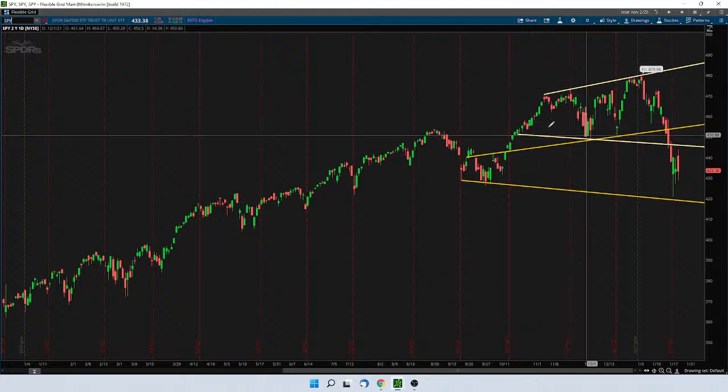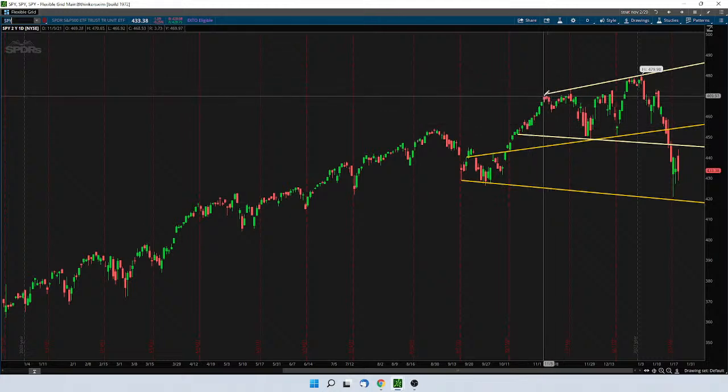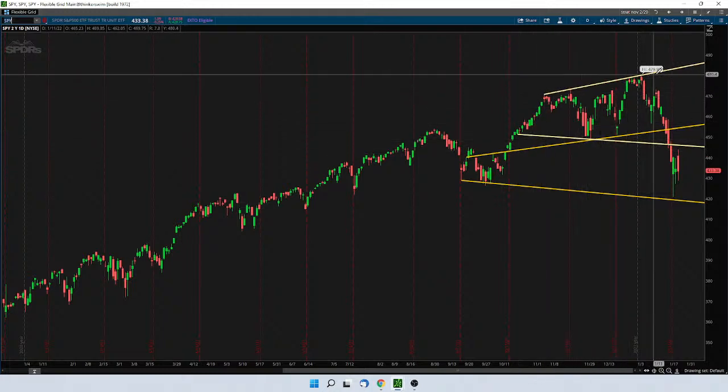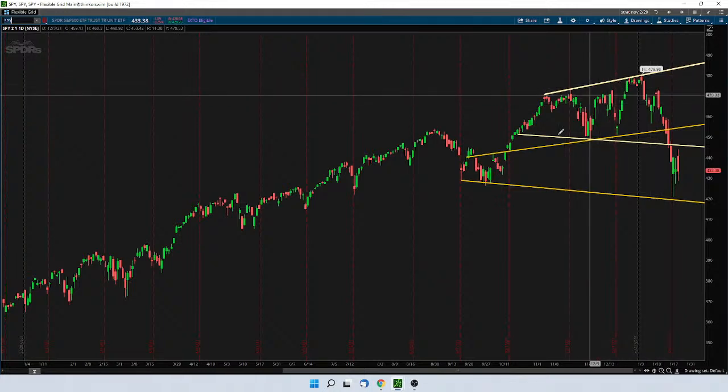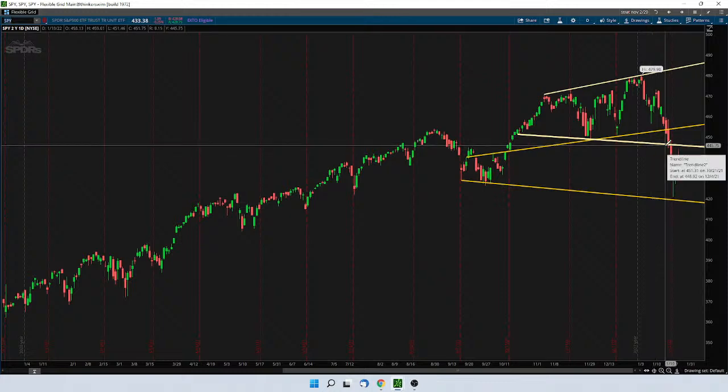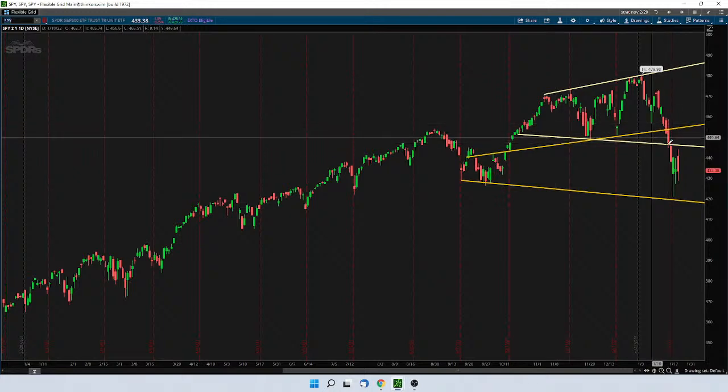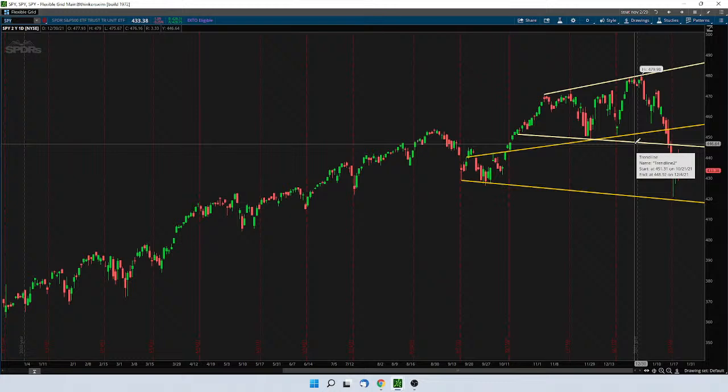But one thing I like to do in a broadening formation, I like to have at least 3 points to the high and 3 points to the low. So I got 1, 2, 3, 4, 5, 6. I got about 7 points here on this broadening formation. I got about five points on that one. And as you can see, the broadening formation expands through this cream-colored line.